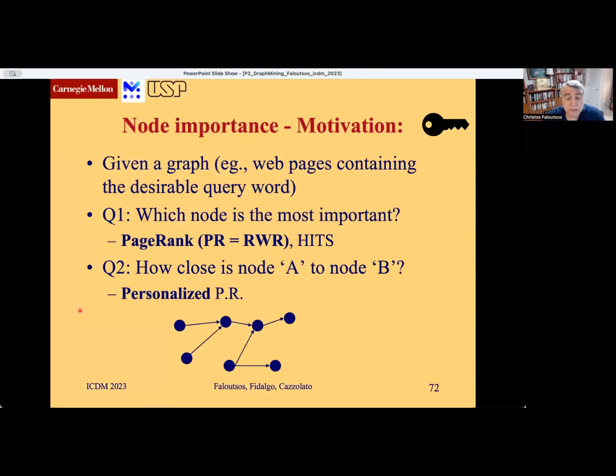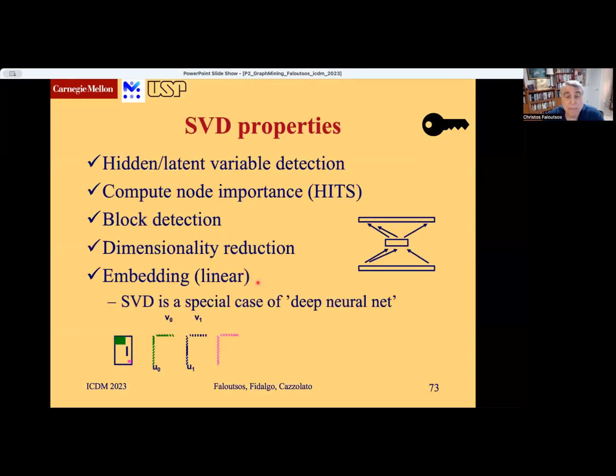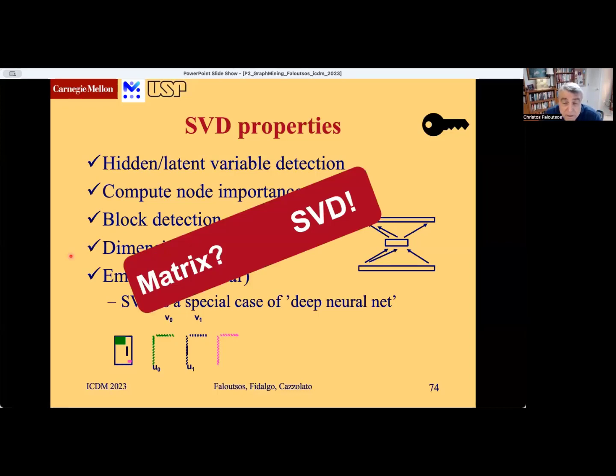And this concludes the discussion of node importance. For spotting important nodes, we have 2 tools, PageRank and HITS, hubs and authorities. For guessing how close is node A to node B, we can use the personalized PageRank. This is, again, for the 4th time, the list of singular value decomposition properties. But the overarching message is that if we have a matrix or a graph, singular value decomposition is an excellent tool to start analyzing the graph.